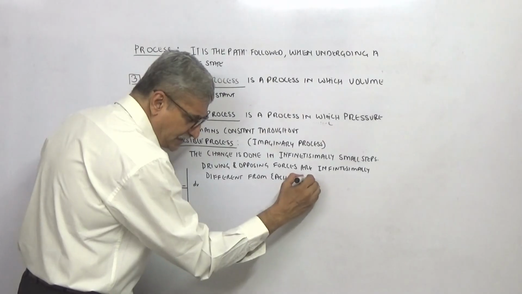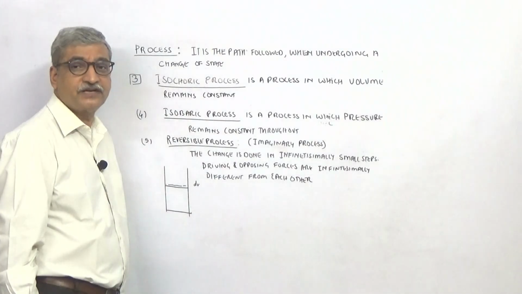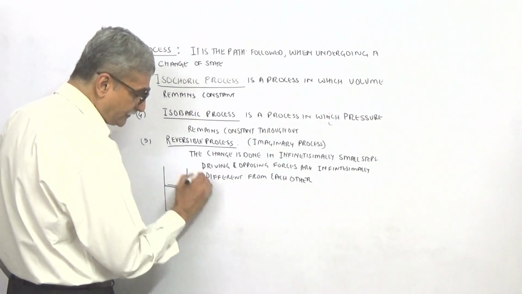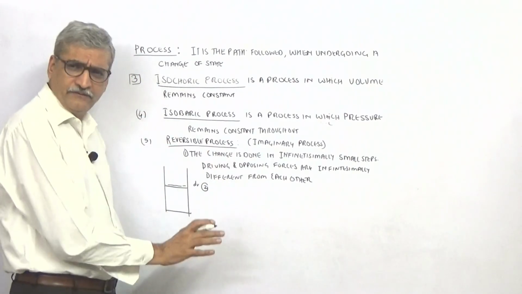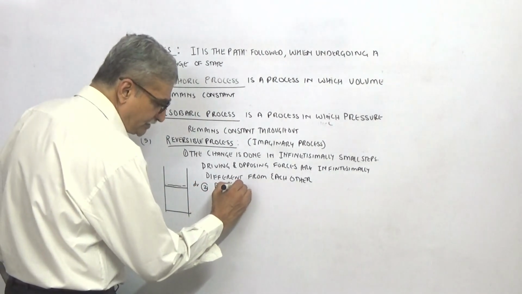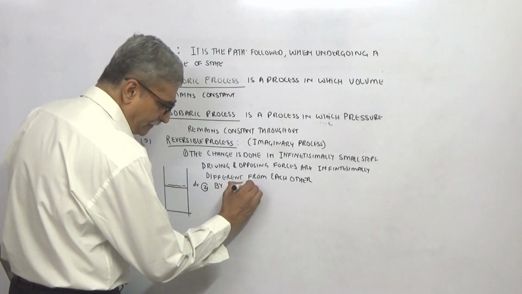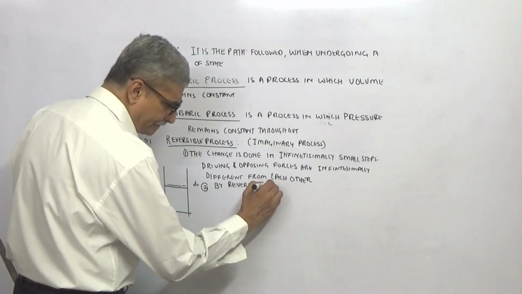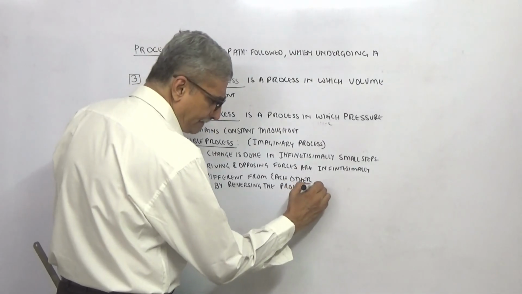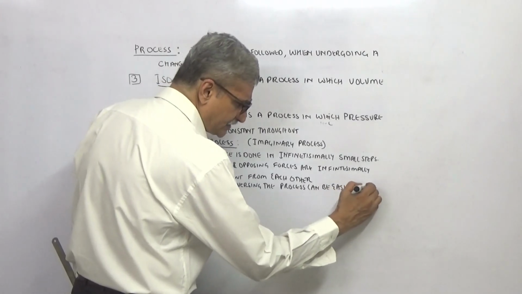I am writing this as per the textbook, because they also ask this question: what are the characteristics of a reversible process? This is the first point. The second point is that by reversing the conditions, the process can be easily reversed.